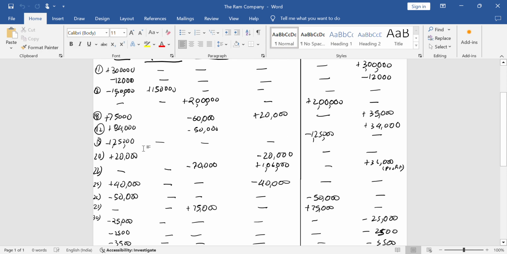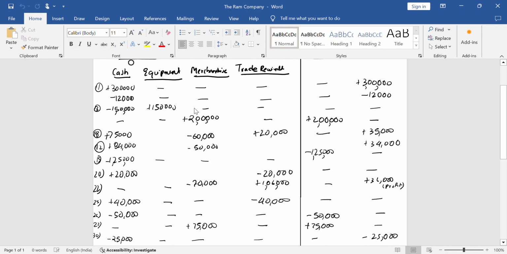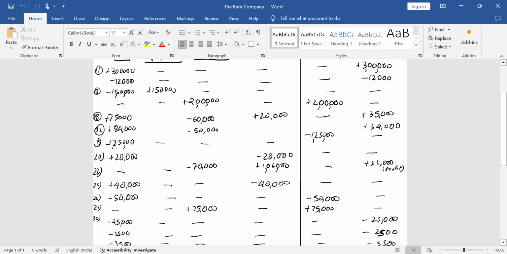On May 15, the company paid rupees 1,25,000 towards purchase of merchandise. So basically it is paying back the liability. As on May 3 you purchased merchandise worth rupees 2 lakhs, out of 2 lakhs you are now paying around 1,25,000. So you are repaying the trade payable. 1,25,000 deducted from cash, 1,25,000 deducted from liability side.